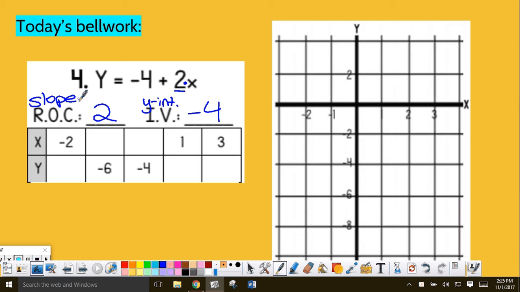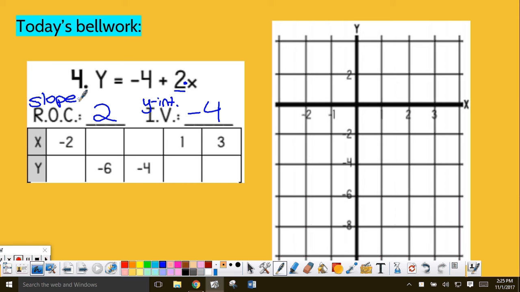Okay, so my y-intercept is negative 4. And that means I start with that value. So where is that going to go on the graph? Show me with your arm. Where is it going to go? Is it going to go on this axis or this axis? Negative 4, where is it going to go? Very good. On the y-axis.